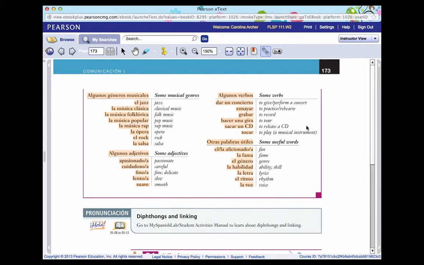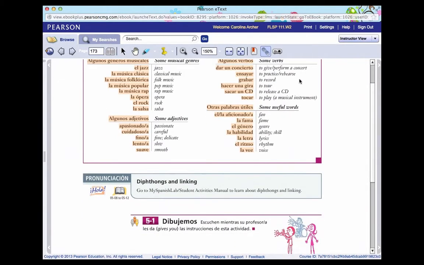And some verbs: dar un concierto, to give or to perform a concert. Ensayar, to practice or to rehearse. Grabar, to record. Hacer una gira. Sacar un CD, to release a CD. Tocar, to play, a musical instrument.